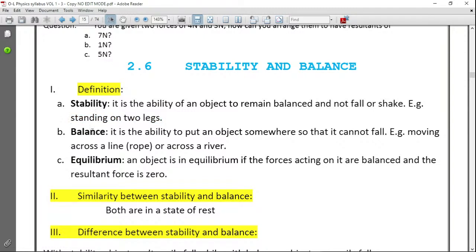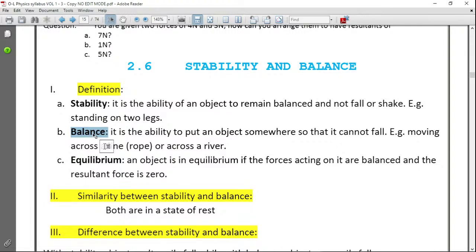But balance is just like you take your pen and you struggle until you place it standing vertically. If somebody blows it will fall, right? In that case, the pen is just balanced. It's not stable. Stability means that it can resist toppling or falling. But balance means that any slight small force will just topple it over.